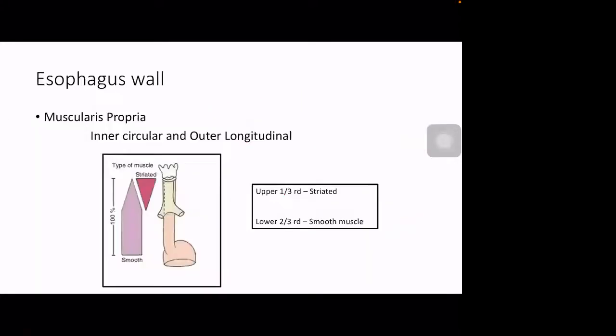Okay, so the esophageal wall. There's basically this muscularis propria, as I said in the previous picture. It has an inner circular layer and an outer longitudinal layer. What muscle is it made up of? Always remember, the upper 1/3 of the esophagus is made of striated muscle. As you go down towards the lower esophagus, the striated muscle component comes down and the smooth muscle component increases. So in a nutshell, the upper 1/3 is striated muscle, and the lower 2/3 is smooth muscle.